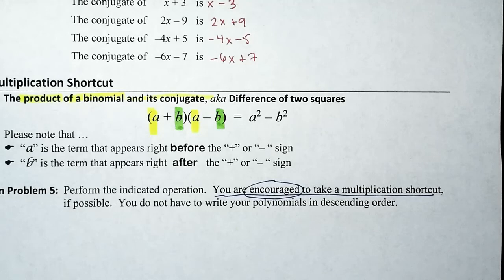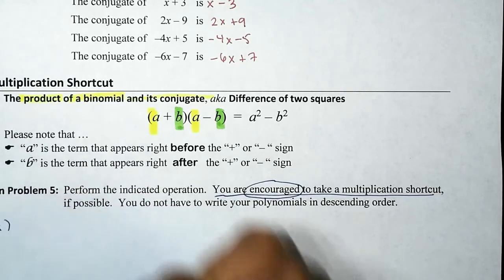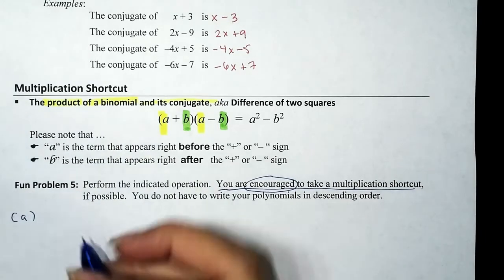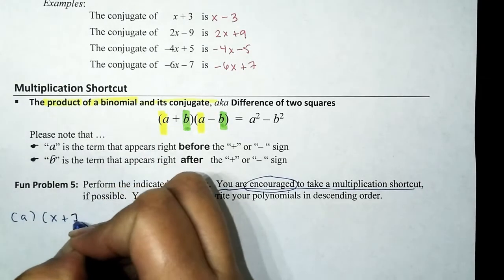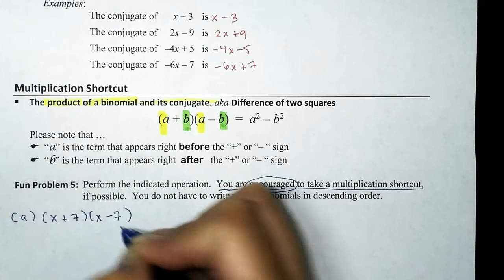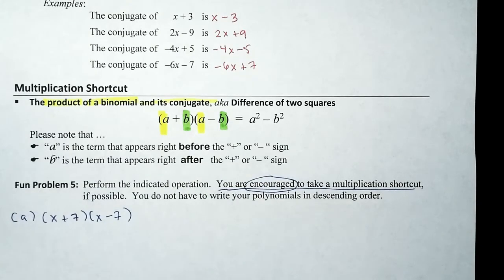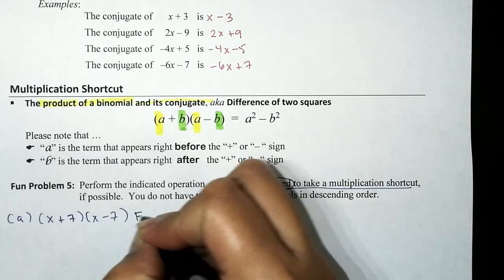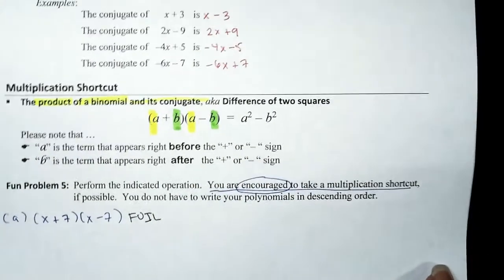Okay, so let's go ahead and do our first of 4 problems. Let me zoom out. Problem A, we have x plus 7 times x minus 7. If I see this on the test, I'm going to go ahead and FOIL it out, or I'm going to ask myself, can I take a multiplication shortcut? I'm a little tired, so I'm going to do it without the shortcut because I need to fall back on what I already know. Again, master what you previously learned, and then you're good to go. Binomial times binomial. Let's go ahead and FOIL it out.